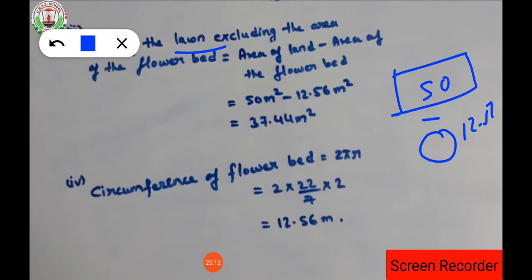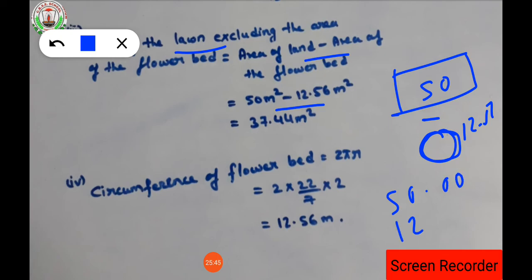Area of the lawn will be subtracted with area of the flower bed. Why are we subtracting? Because in the question it is very clearly asked that we have to find the area of the lawn excluding the flower bed, that's why it is subtracted. Since here it is said excluding, that's why we are subtracting. So 50 meter square will be subtracted with 12.56. We will get the required answer as how much?